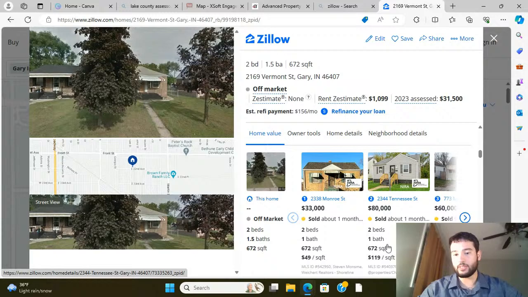This one's good. This one is on Tennessee, but it's not necessarily a brick home. Is that a good comparable? Yeah, I mean, we're looking for turnkey right now. We're looking for ARV. So let's write down this one. 2344 Tennessee. Okay. 80,000. This one's at $119 per square foot. And I would imagine that this is pretty close.